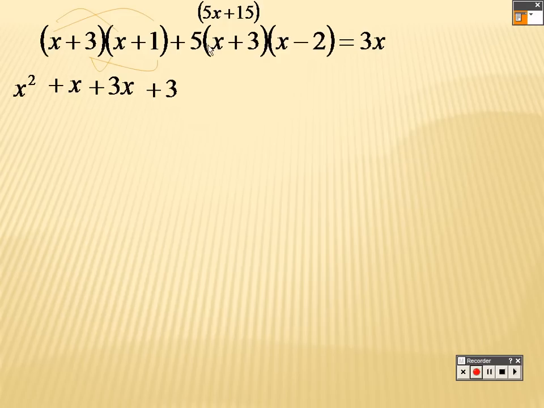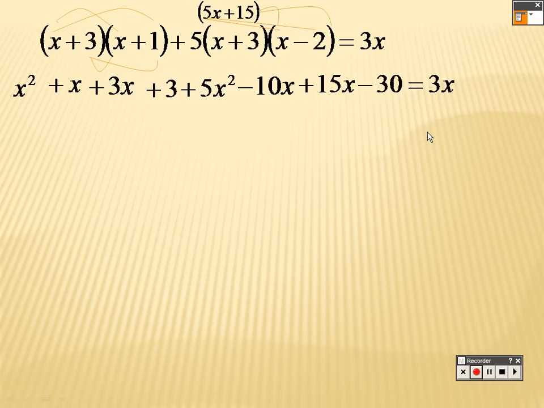This is actually, if I take that through, remember that's a 5x plus 15, so now when I FOIL, 5x times x is a positive 5x squared. 5x times negative 2 is negative 10x. 15 times x is positive 15x, and 15 times negative 2 is negative 30. And I still have that 3x over there. So now it's all about me combining my like terms, right?